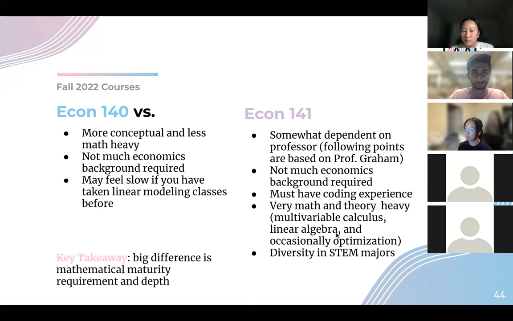With that said, 141's curve is a lot better than 140. I think the average for 140 is a B or B plus, while the average for 141 is an A minus. So yeah, there's a big difference in the mathematical maturity and depth needed for the two, but you can weigh that against the curve and see which one is better suited for you.